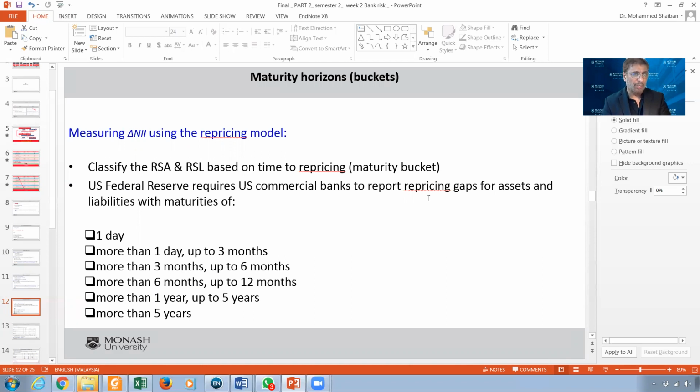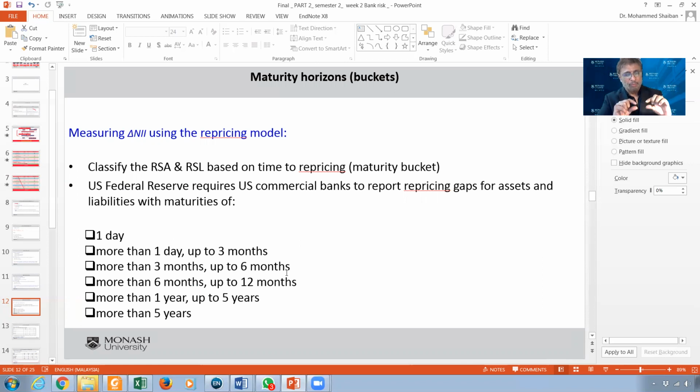So in the US, for example, they ask commercial banks to report repricing gaps for assets and liabilities. How do they do it? They tell you to divide your assets and liabilities into buckets, or classes: something that matures in 1 day, from 1 day to 3 months, from 3 months to 6 months. So you take all those loans that mature in 1 month and put them there. This has nothing to do with sensitivity, whether it is short-term or long-term. Just take the maturity horizons, because when the assets or liabilities mature, you have to renew them.